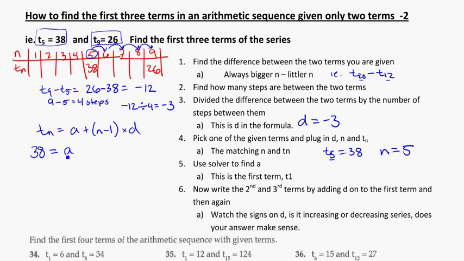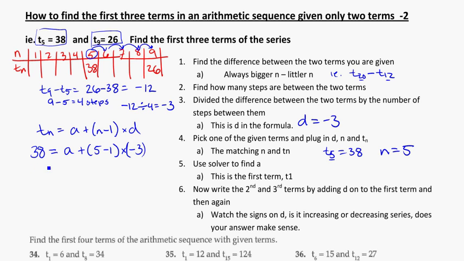So 38 is equal to something I don't know. I don't know what the first term is. I don't know what a is. I'm trying to figure it out. Plus 5 minus 1 times d, which is negative 3. Because it's a negative number, you can put a bracket around it if you like.